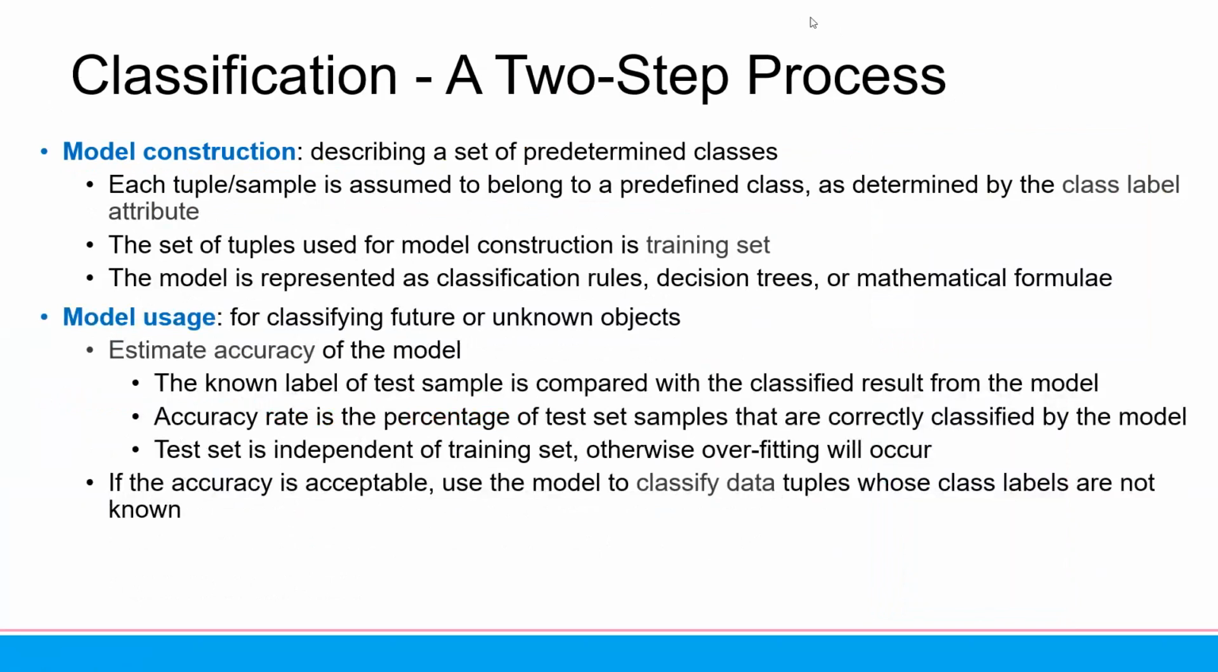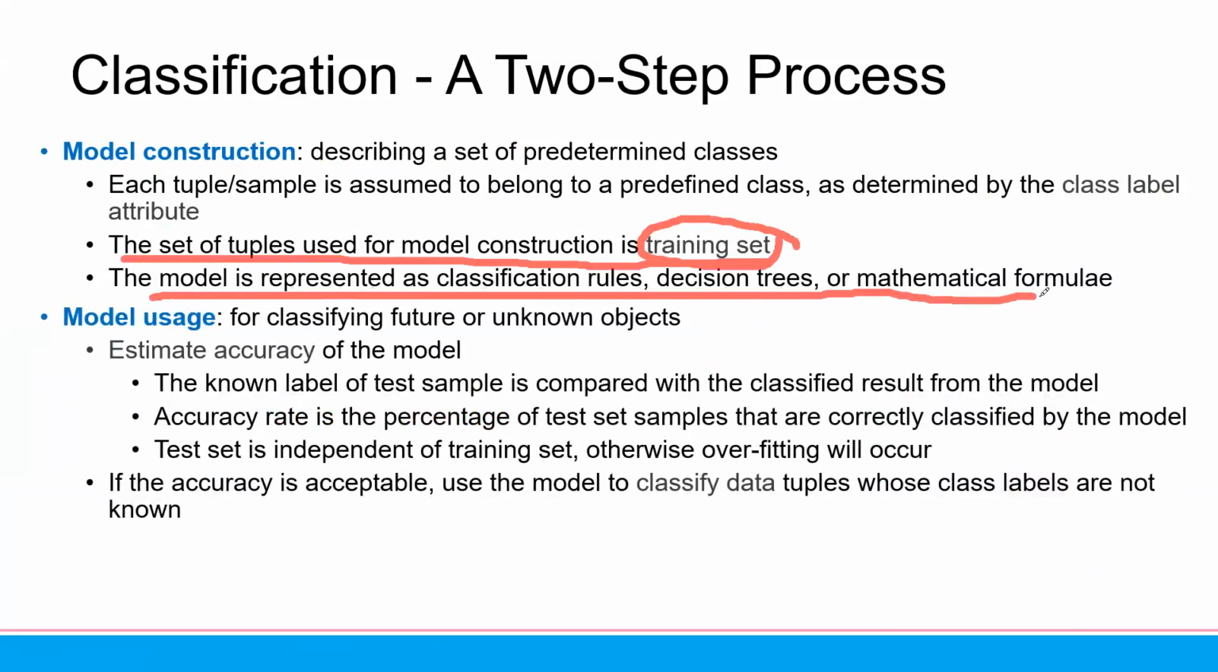The set of tuples used for model construction is the training set. So this is the training set. The model is represented as classification rules, decision trees, or mathematical formulas. We will learn about this later. The second step is the model usage. We want to use the model. Once we know the model, we can classify future or unknown objects.